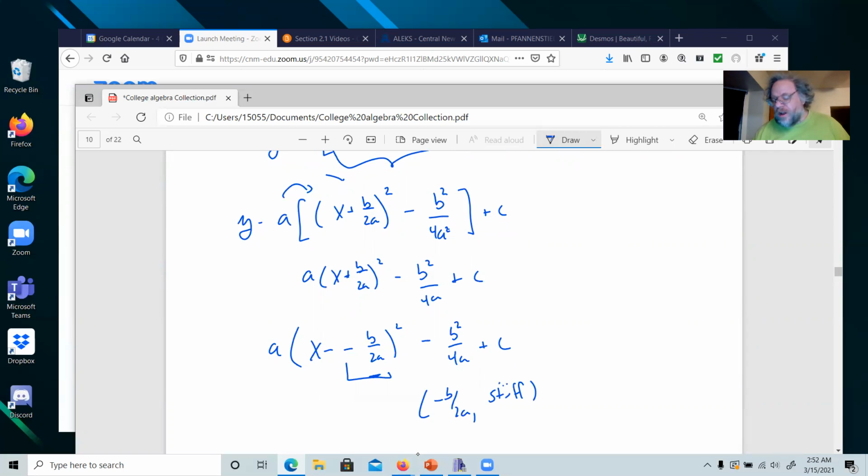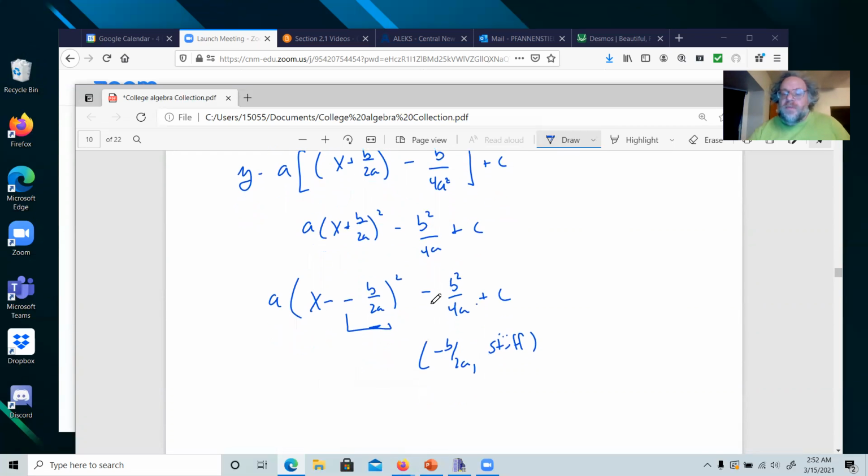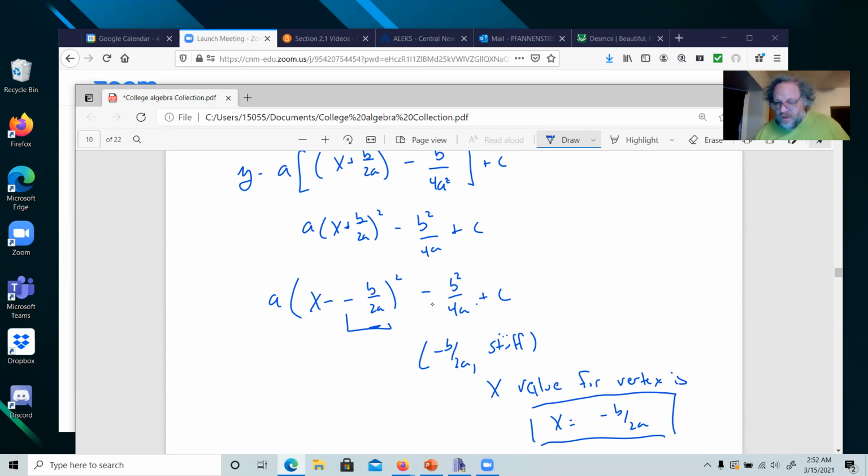We're going to come up with this value in a different way. But the x value for my vertex, so the x value for the vertex, is x is equal to negative b over 2a. And that's the formula you want to deal with.